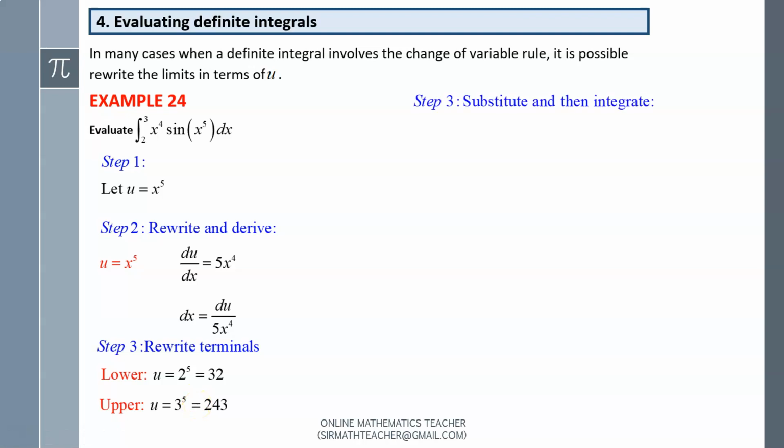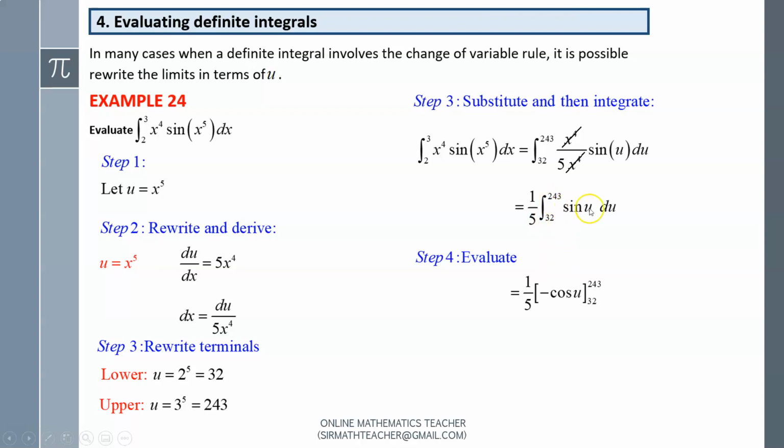So what I've done now is to then, that should be step 4, rewrite this integral in terms of our expressions here. So whenever I see an x to the 5, it's going to be sine u. My dx was du over 5x to the 4. Let's cancel out those x to the 4s. Now that instead of having 2 and 3 as my terminals, we now have 32 and 243. So now take out this 1/5. You have 1/5 the definite integral of sine u du with your terminals of 32 and 243.